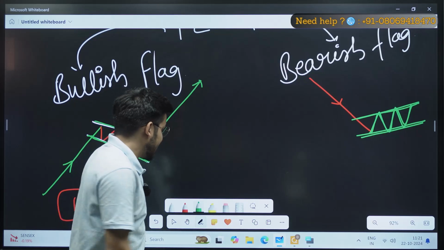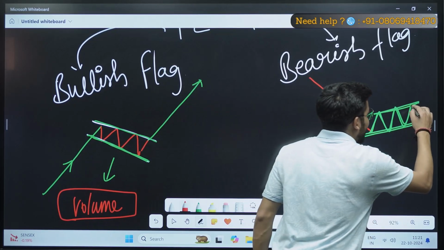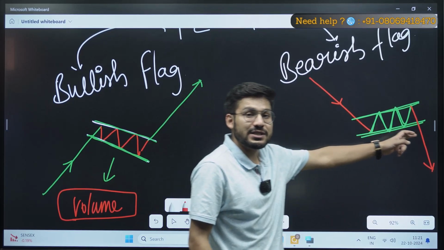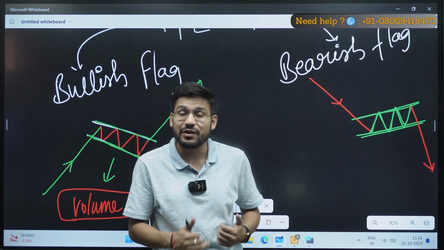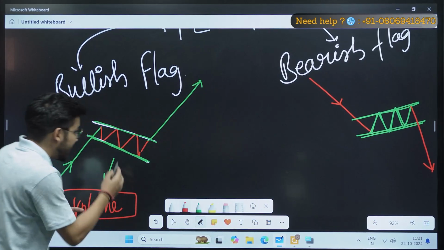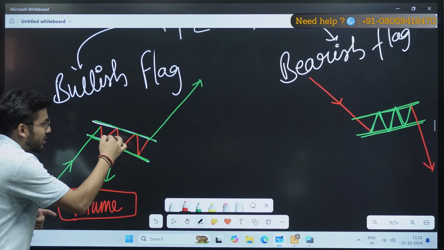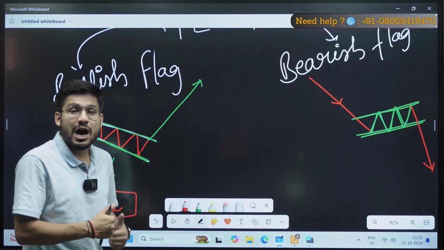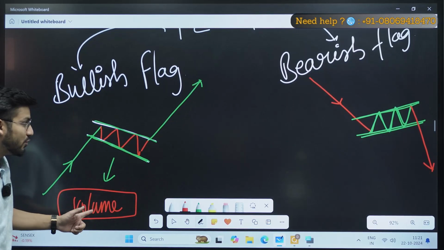Now when there will be a breakout of this pattern, at that time we will take the entry, and that will give us entry in our favorable direction and we will be able to make our trade, okay? But make sure, as I have told you here as well, the momentum of this should not be that strong. How will we get to know? We will analyze it with volume.